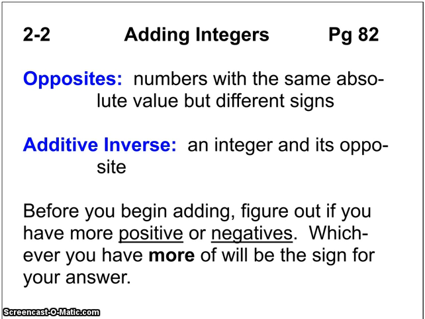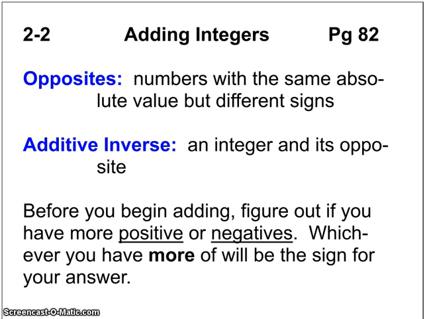The first one is opposites, which we talked about yesterday in class. Opposite integers are numbers that have the same absolute value. For example, they are numbers that are the same distance away from 0, but they have different signs. For example, if you had the number 4, the opposite would be, class, negative 4. If you had the integer of negative 52, the opposite would be positive 52.